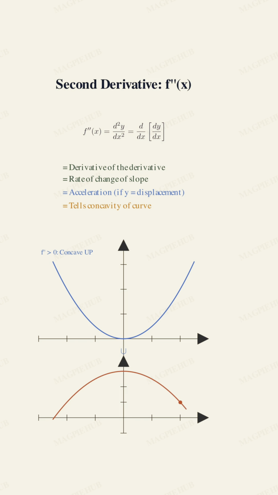When f'' is positive, the curve is concave up, it curves like a cup that holds water. The slope is increasing. When f'' is negative, the curve is concave down, it curves like a cap. The slope is decreasing. Example.